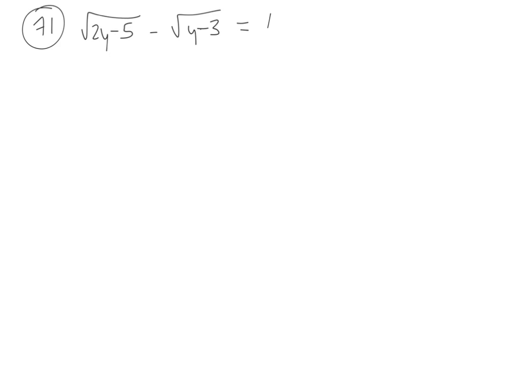All right, here's a great double square root question. First rule of square roots is you've got to isolate it. So I'm going to take this one, toss it to the other side. So it'll be root 2y minus 5, that's a 2, is equal to 1 plus root y minus 3.